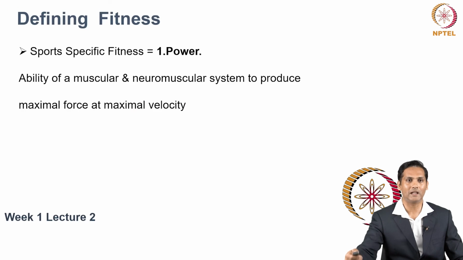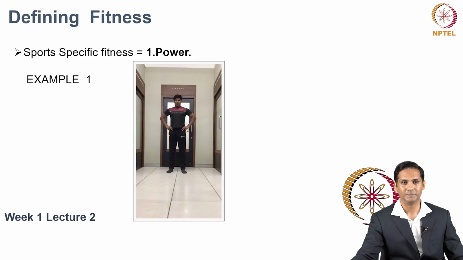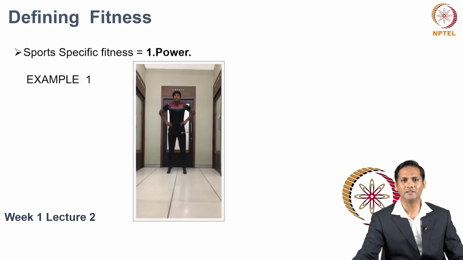Now let's start the sport specific fitness. Power. It is the ability of the muscular and neuromuscular system to produce maximal force at maximal velocity. This is how it looks like. Now this is an example of power.